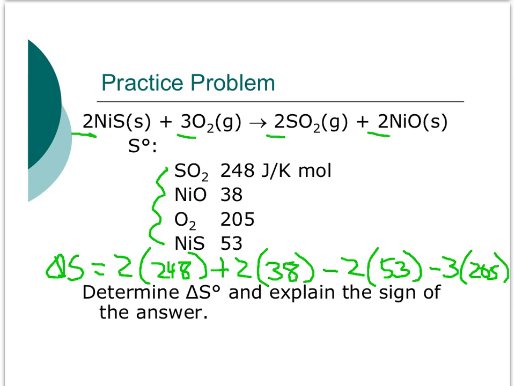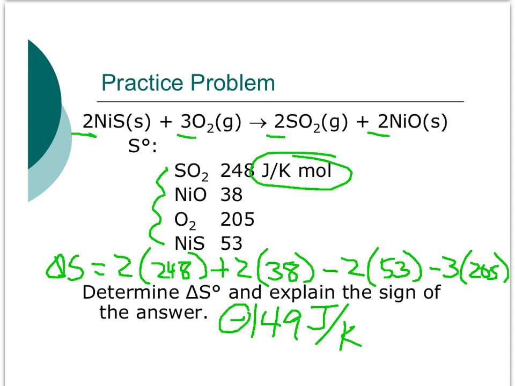Alright, minus 2 times 53 minus 3 times 205. Alright, so I get negative 149. Now, units. Notice the units of standard entropies are joules per Kelvin mole. I've multiplied through by the mole quantities of the balanced reaction, so that's joules per Kelvin. So that is the entropy change associated with this reaction. Energy per temperature. Alright, so there's the answer, and we want to explain the sign, namely this negative sign here.